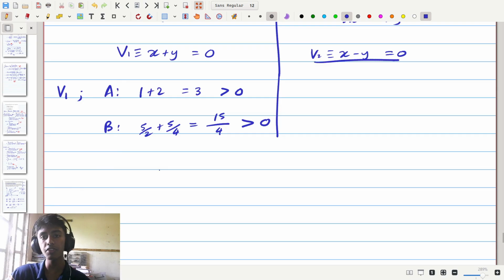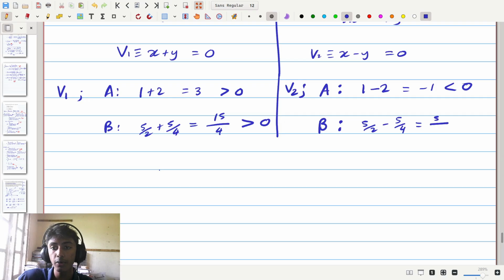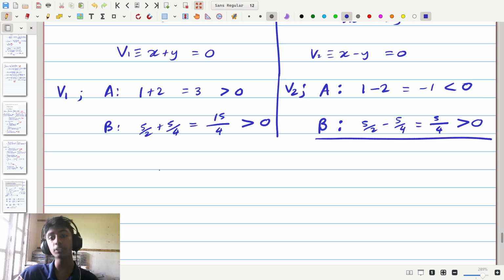Now then, if we consider V2, when we do the substitution for A and B, for the point A, we have x equals 1, y equals 2, which means we have 1 minus 2, which is equal to negative 1, which is less than 0. But then for B, we have 5 divided by 2 minus 5 divided by 4, which is positive 5 divided by 4, since 5 divided by 2 minus 5 divided by 4 is 5 divided by 4, which is greater than 0. So here we can see A gives us a negative value, while B gives us a positive value.